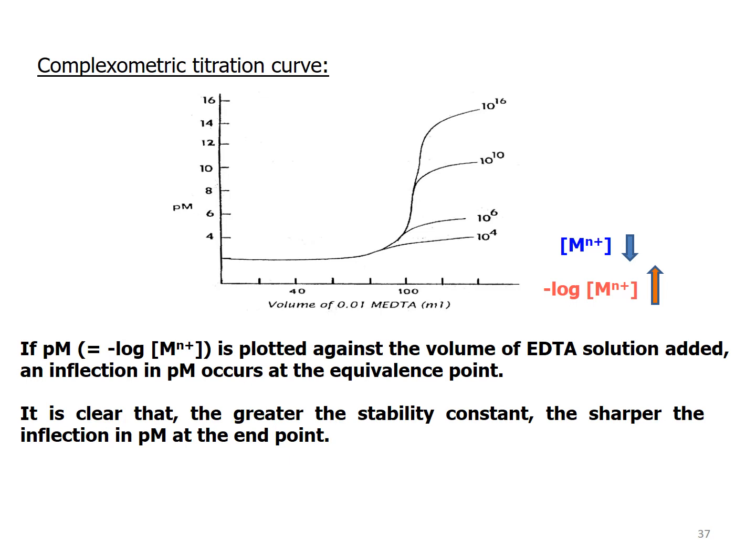Complexometric titration curve. It is a titration curve of minus log the molar concentration of the central metal ion plotted against the volume of EDTA solution added, where an inflection occurs at the equivalence point, which is the end point. It is clear that the greater the stability constant, the sharper the inflection and the end point, according to the law of mass action.